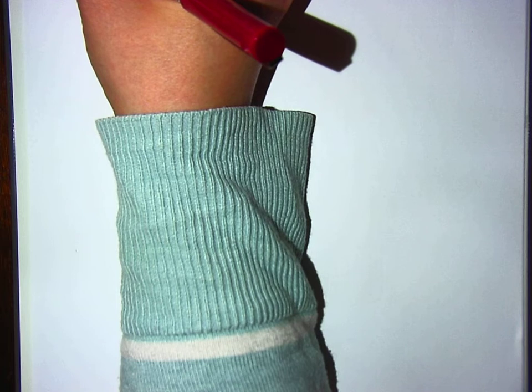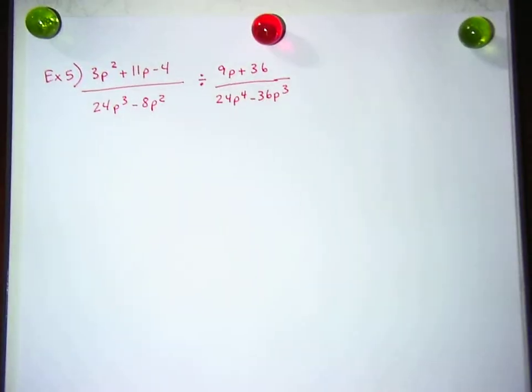All right, example 5. 3p squared plus 11p minus 4 over 24p cubed minus 8p squared, divided by 9p plus 36 over 24p to the 4th minus 36p to the 3rd.